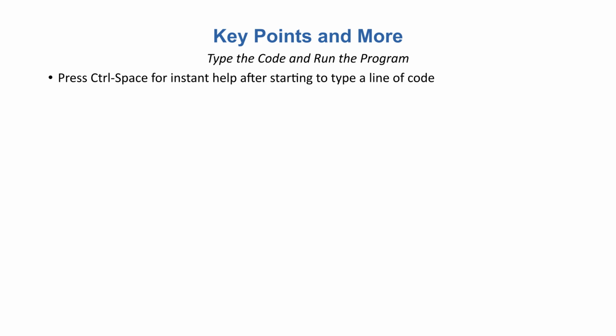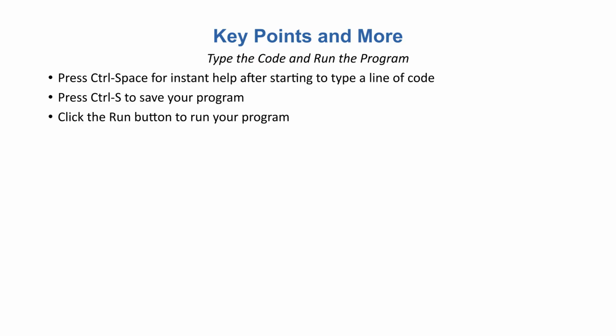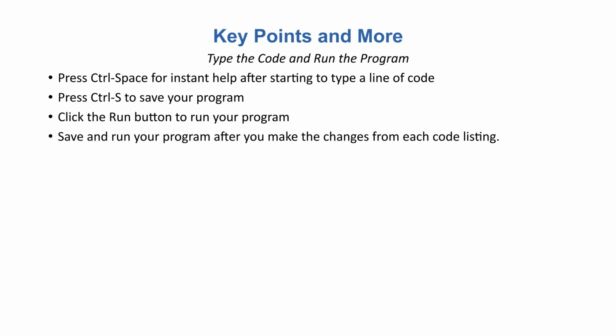If you want help typing in a line of code or to see what options are available, start typing the code, then press Ctrl+Space for instant help. Press Ctrl+S to save your program. Click the Run button to run your program. The Run button looks like a typical play button. Unless you have syntax errors or are told not to, save and run your program after you make the changes from each code listing. This is the end of the first lesson in the Hello World project.